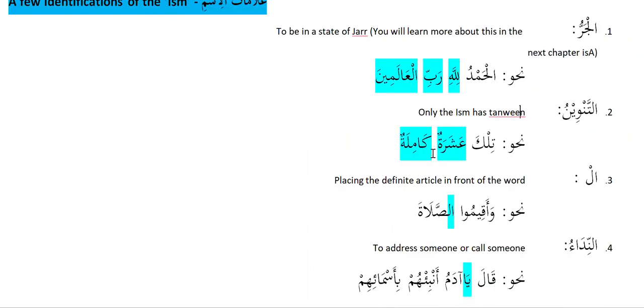Tanween. If a word has tanween dhamma or kasra or fatha, it's another sign that it's ism. See that? Only the ism has tanween. Like in the verse that says, Tilka asharatun kamilatun. Asharatun kamilatun. That's a big giveaway. Both ashara and kamila are ism.